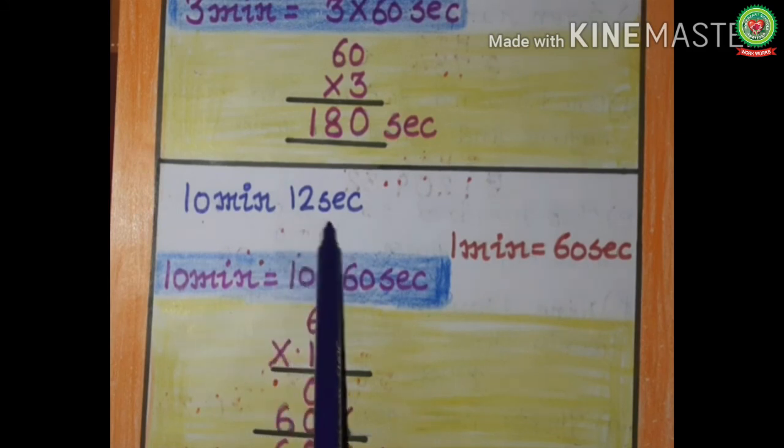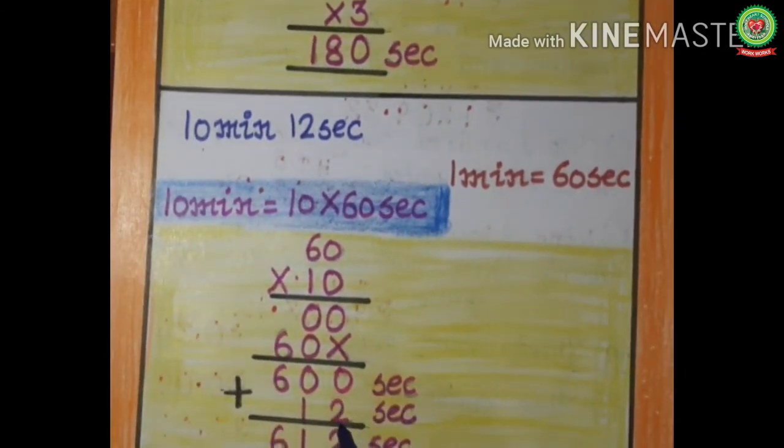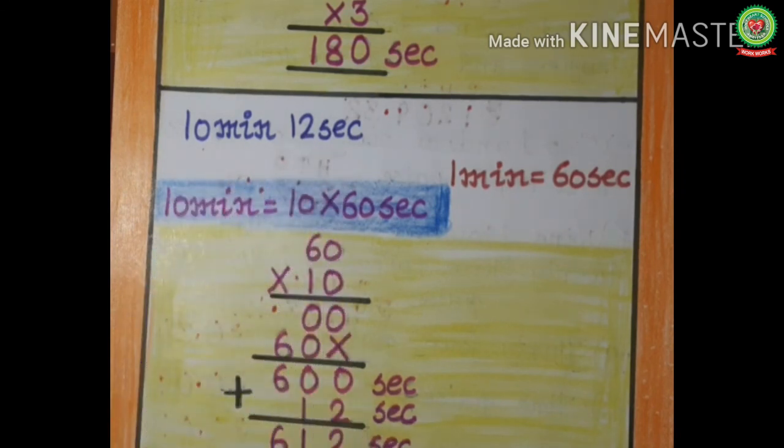But 12 seconds are left. What will we do with these 12 seconds? We will add these 12 seconds to 600 seconds. So let's do addition. 0 plus 2, that is 2. 0 plus 1, that is 1. And 6 as it is. So the answer is 612 seconds. That means in 10 minutes 12 seconds there are 612 seconds.